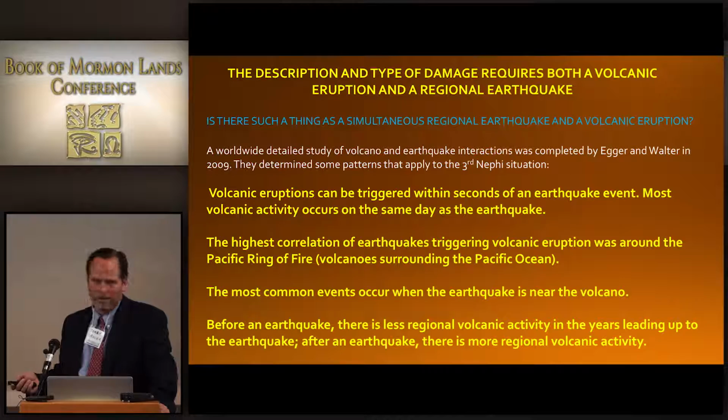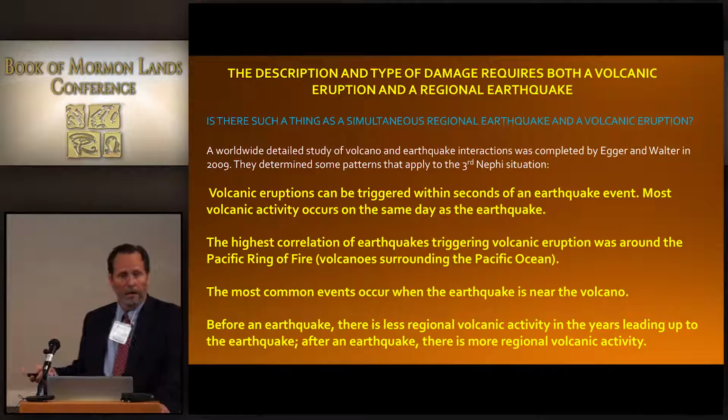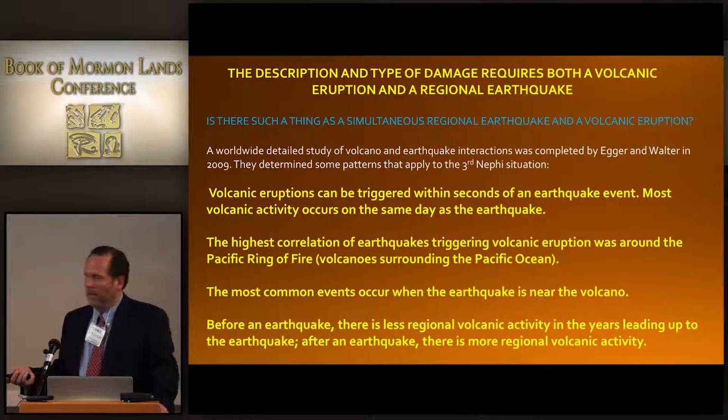Then the second question is, okay, we have a 3-hour time frame, something happened fast. So can you get a simultaneous or close to simultaneous volcanic eruption and a regional earthquake? And the answer is yes, they do occur, and there are certain parameters that they typically occur under. That may also help us tell in the Isthmus of Tehuantepec which volcano it might be. So it's only one volcano. I'm going to talk about that. It may be more, and I'm not limiting it.